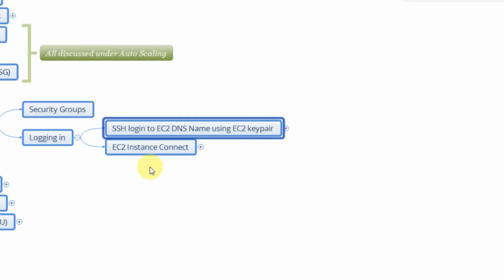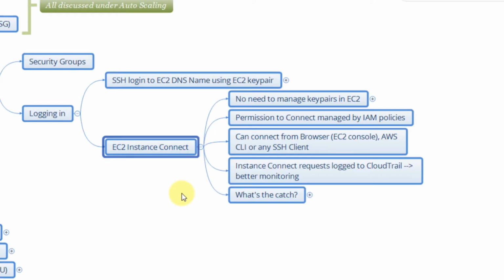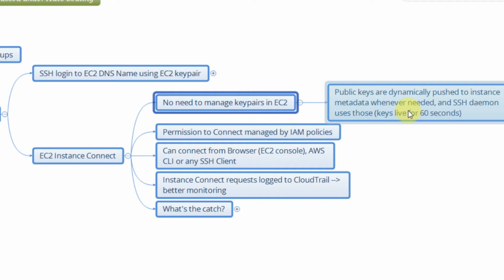Another way to log into instances is the EC2 Instance Connect feature. And the big advantage of this is that there is no need to manage key pairs in EC2 like in the previous case. So public keys are dynamically generated and pushed to instance metadata whenever a login is required. And the SSH daemon on those instances uses the keys from the metadata. And these keys live for 60 seconds.